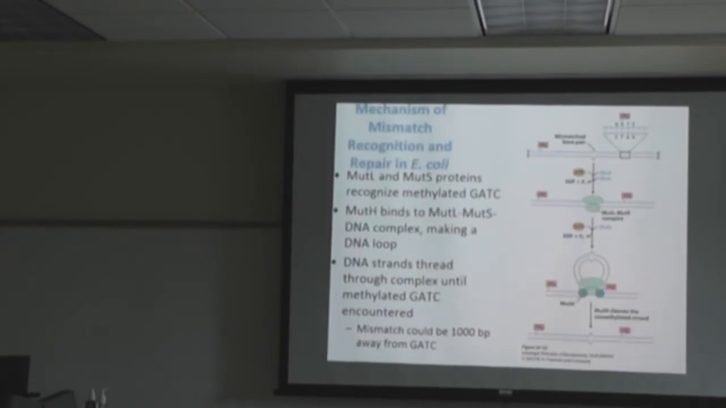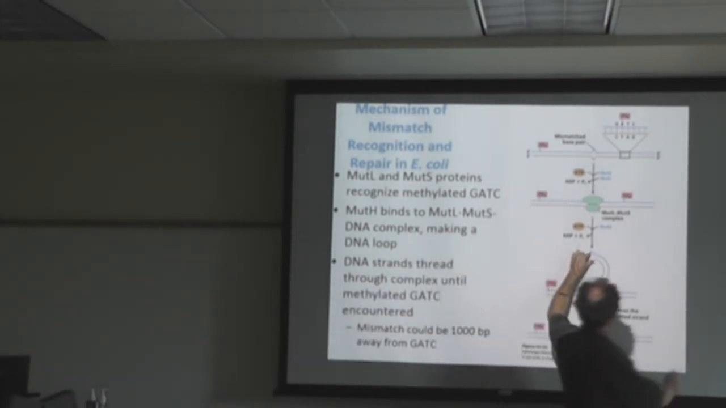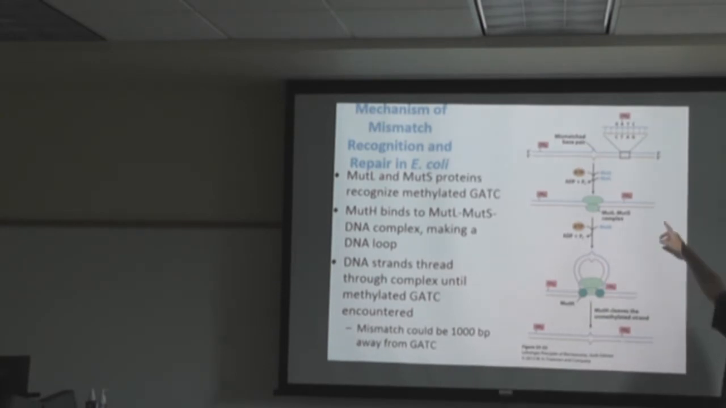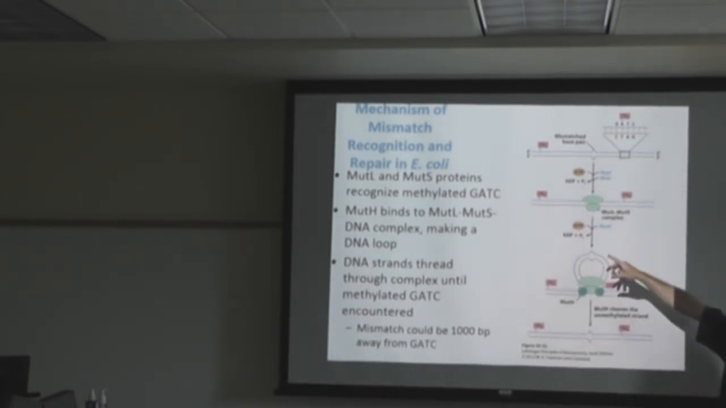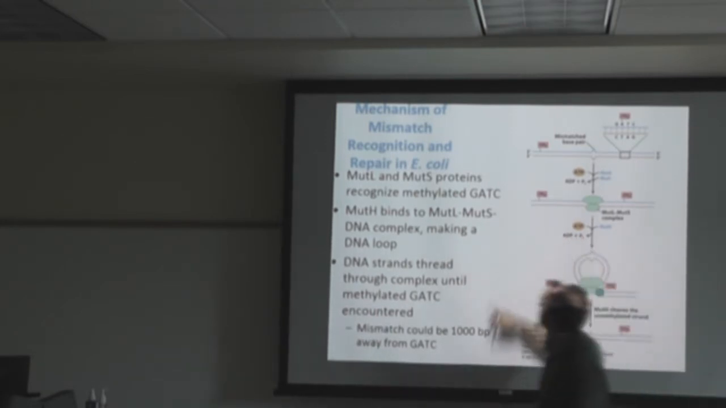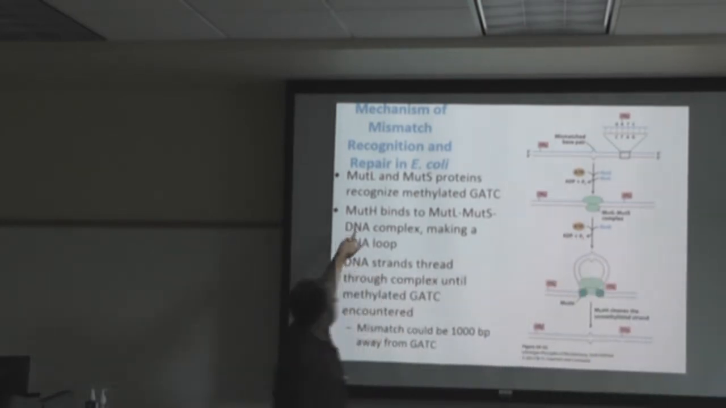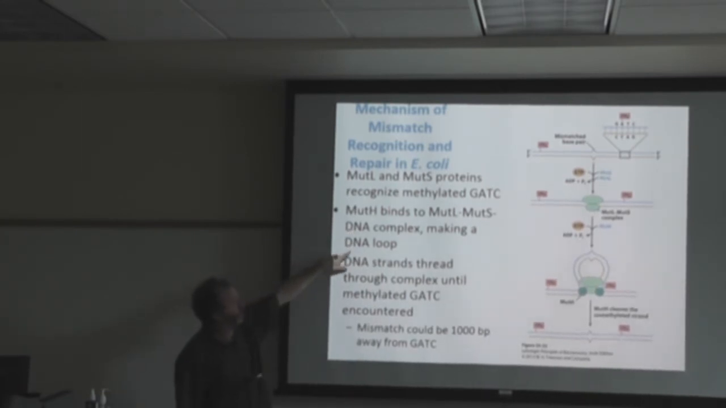If you have a mismatch, you'll have this little bubble which will misshape the DNA, and these MutS, MutL complexes will recognize that mismatch pair and bind to the mismatch. MutL, MutS proteins recognize the methylated GATC. MutH binds to the MutL, MutS DNA complex, making a DNA loop.